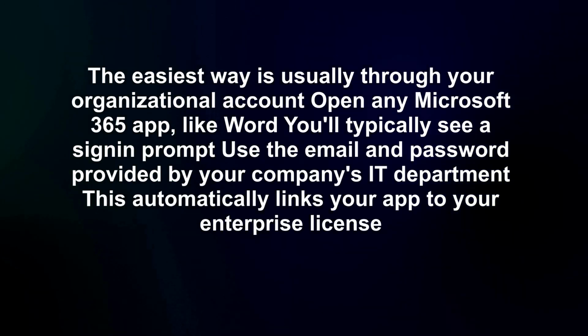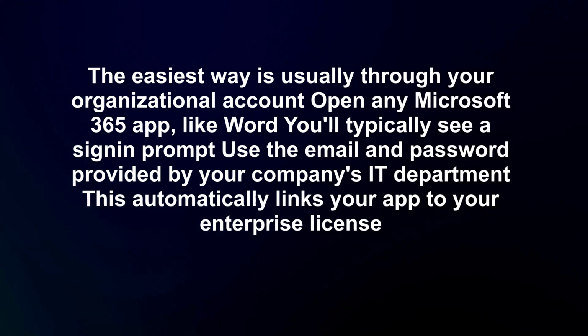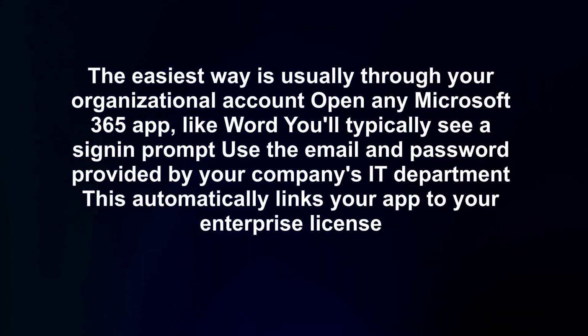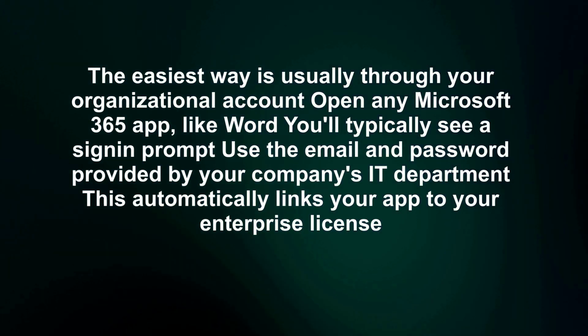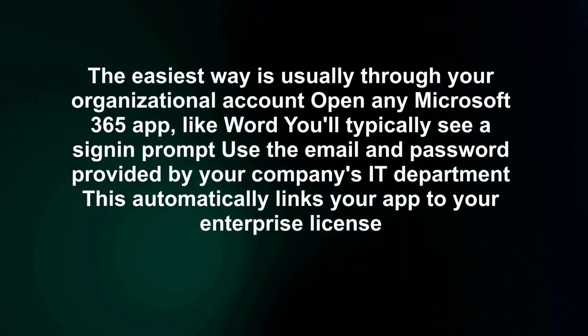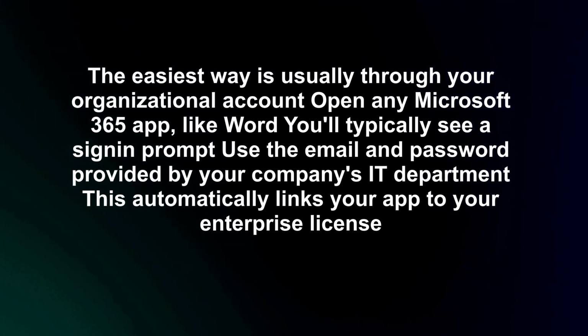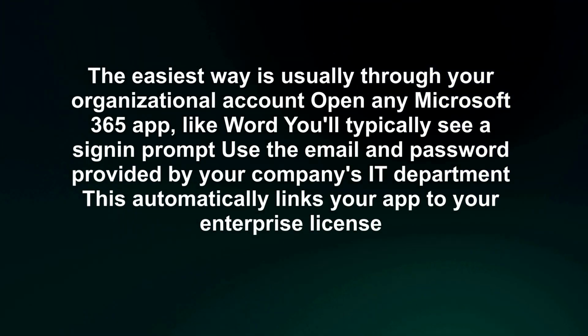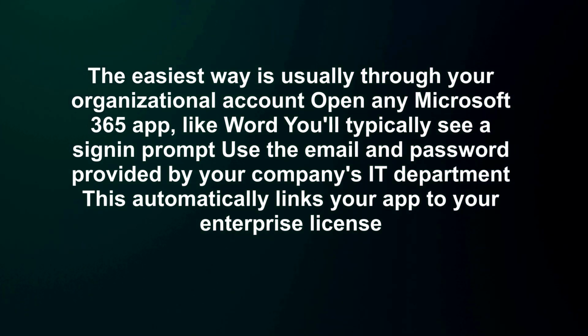First up, let's talk about organizational accounts. The easiest way is usually through your organizational account. Open any Microsoft 365 app. Like Word, you'll typically see a sign-in prompt. Use the email and password provided by your company's IT department. This automatically links your app to your enterprise license.